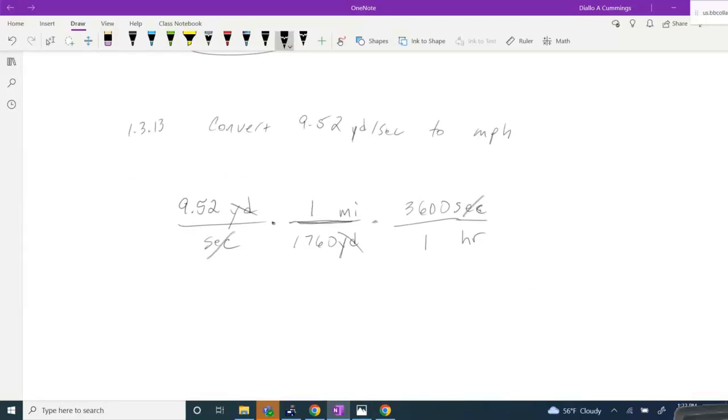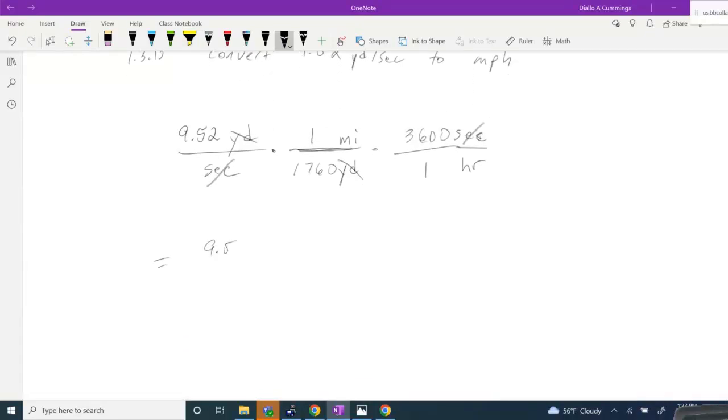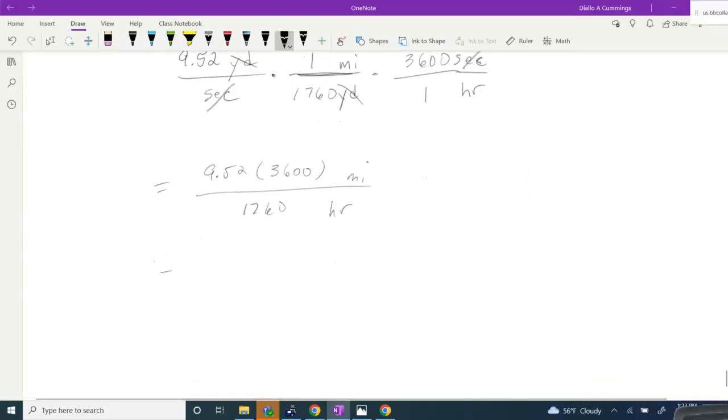So I'm going to multiply all of my denominators. That's like 9.52 times 3,600. And I have miles in the numerator. And I'm going to multiply all my denominators. So I have 1,760. Okay, and 1,760 times 1 is still 1,760. And I have my miles per hour. Okay, and now I'm just going to simplify.